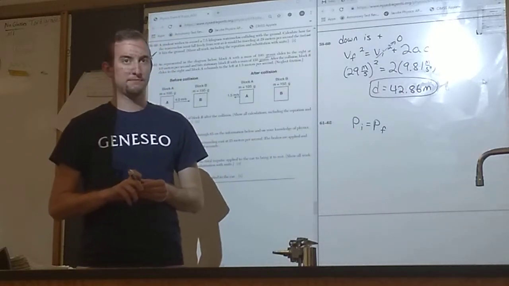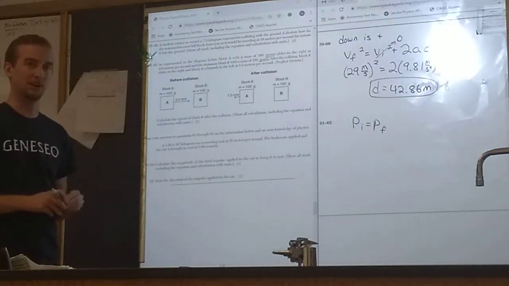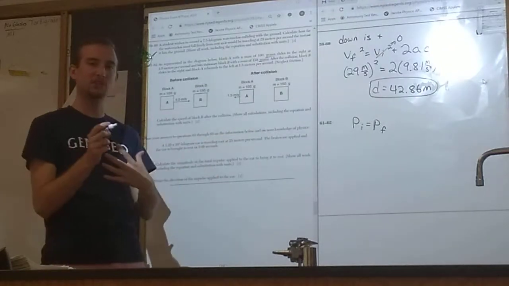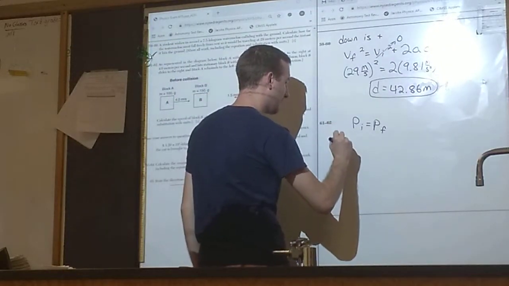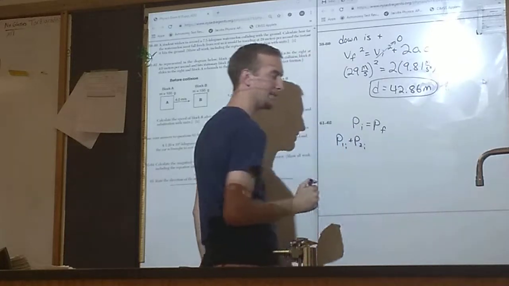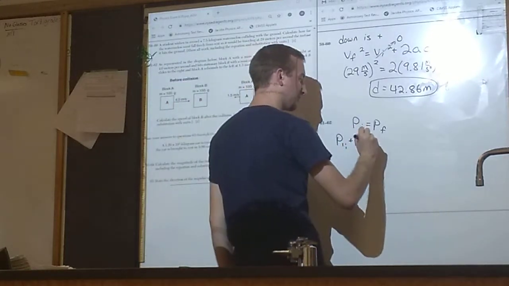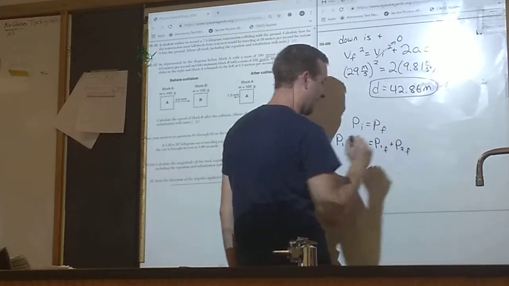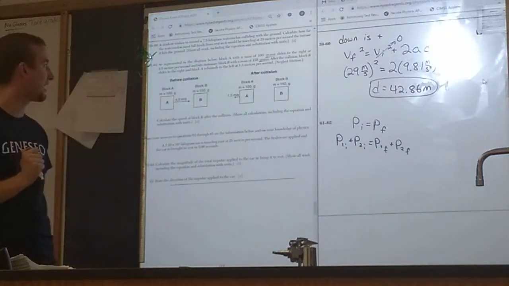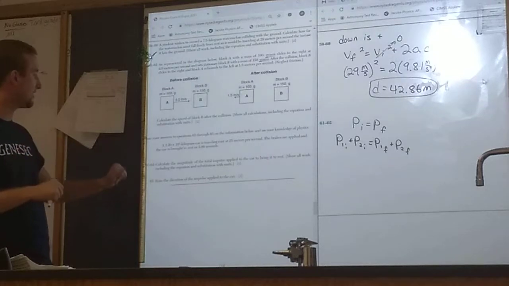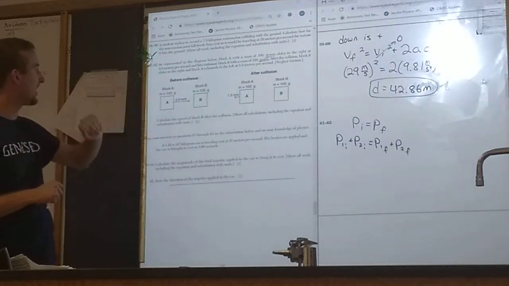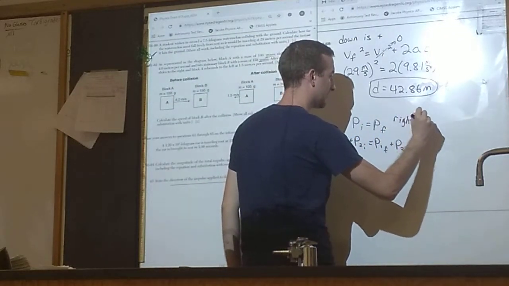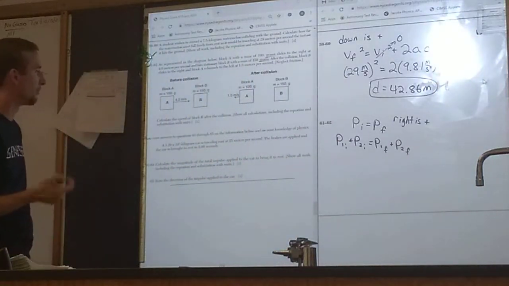Pi equals Pf. Now we've got to break down, well, how many objects are we talking about, both before and after the collision? Well, we have A and B before, we have A and B after, they don't stick together, so I'm going to write down P1i plus P2i, the momentum of object 1 before the collision plus the momentum of object 2 before the collision, equals P1f plus P2f. We should also indicate a positive direction. Just to make it easy on ourselves, let's have it be the direction that A is moving initially, to the right. So I'm just going to make a little notation that right is positive.